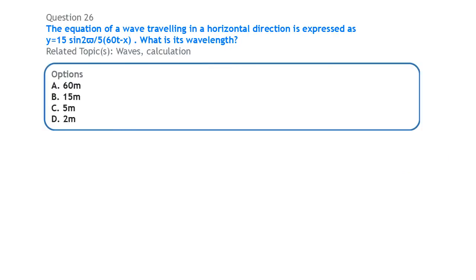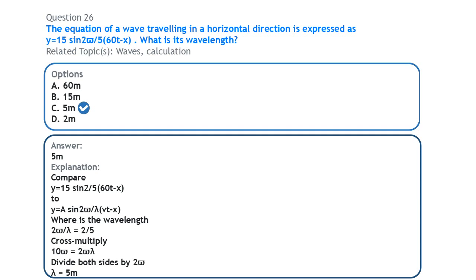First question here: the equation of a wave traveling in a horizontal direction is expressed as y equals 15 sine 2 pi over 5 in bracket 60 t minus x. What is its wavelength?